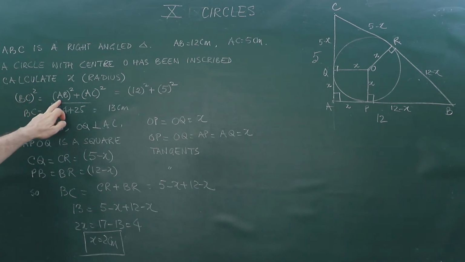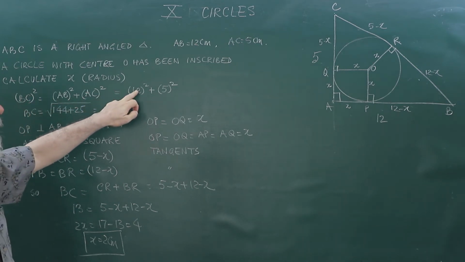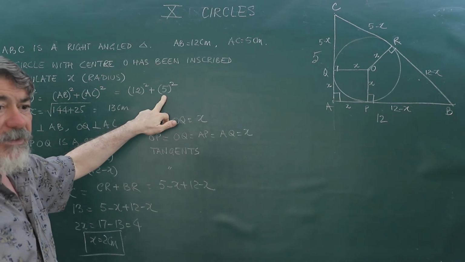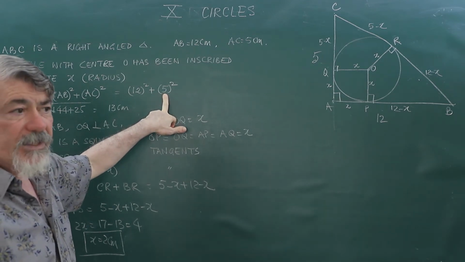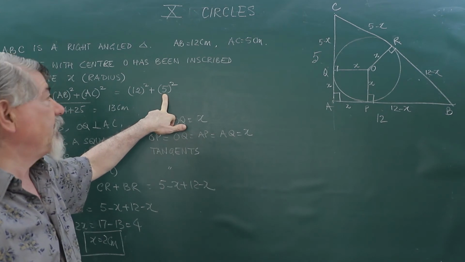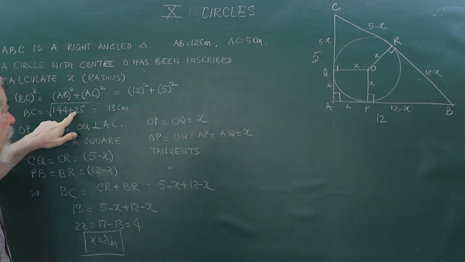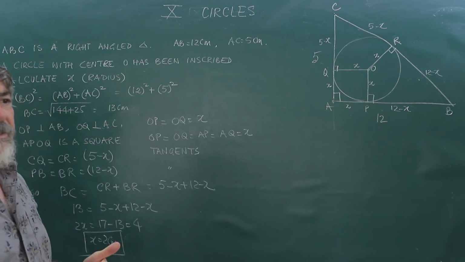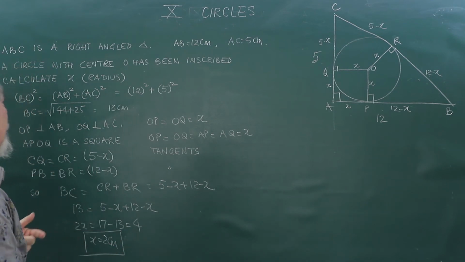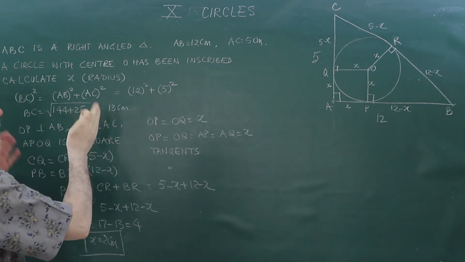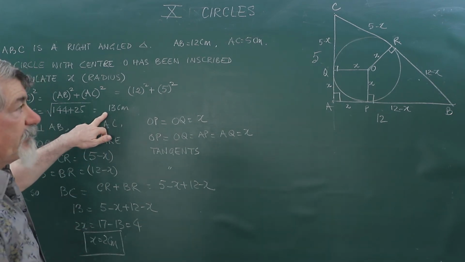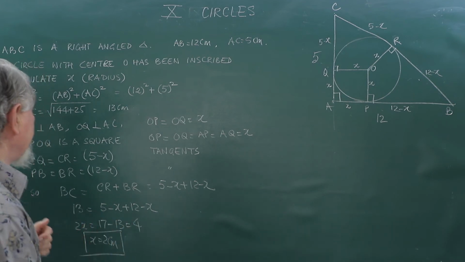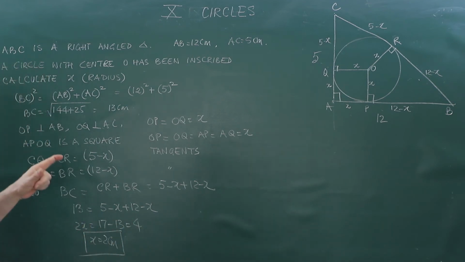BC square will be AB square plus AC square, 12 square plus 5 square. 12 square is 144, 5 square is 25, so 144 plus 25 is 169. Square root of 169 will be 13, because generally we take the modulus when taking a square root, so it will be positive only because we are talking of the sides.